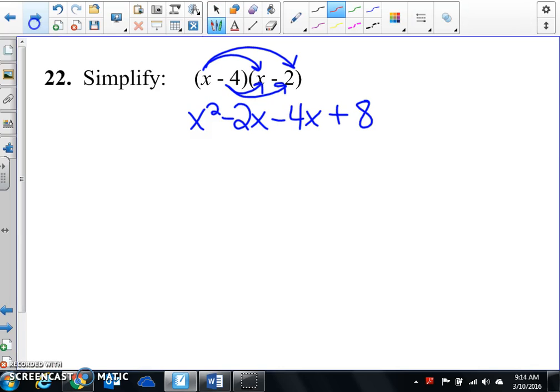Now I combine like terms. So I drop down my x squared. Negative 2x minus 4x is a negative 6x. And drop down your plus 8.